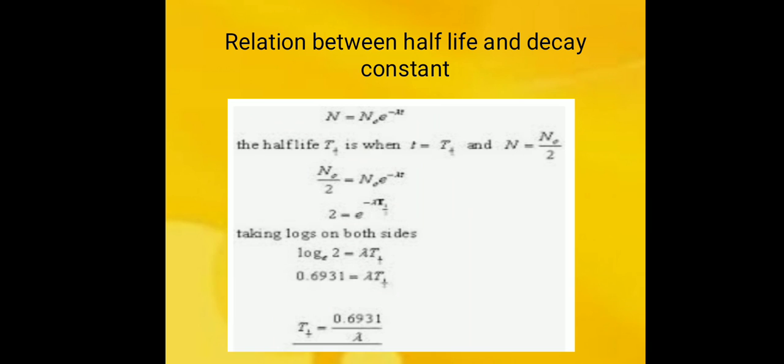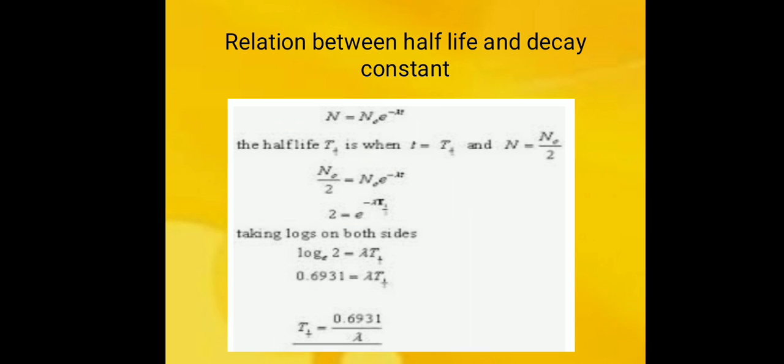Clear? Now how to find out the relation? We are assuming the condition that now T half has reached. So when T half has reached, time will be changed to T half, and the number of atoms present will become half of it. So if N0 atoms were present initially, now the number of atoms present is N is equal to N0 by 2. Clear? Initially there were N0 atoms and time was 0. Now after T half, the N became N0 by 2.